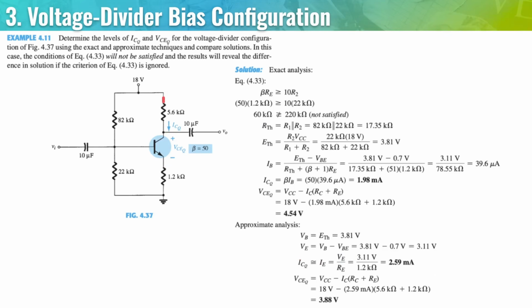So basically, it's saying this. It's the same here and the same here. So IE is equal to the voltage over this resistance. If we solved earlier that 3.11 volts is the IE, then we have 2.59 milliamperes for the IE. So that's also going to be the same here. Lastly, we have the VCE, where it is VCC minus RC and RE multiplied to the current.